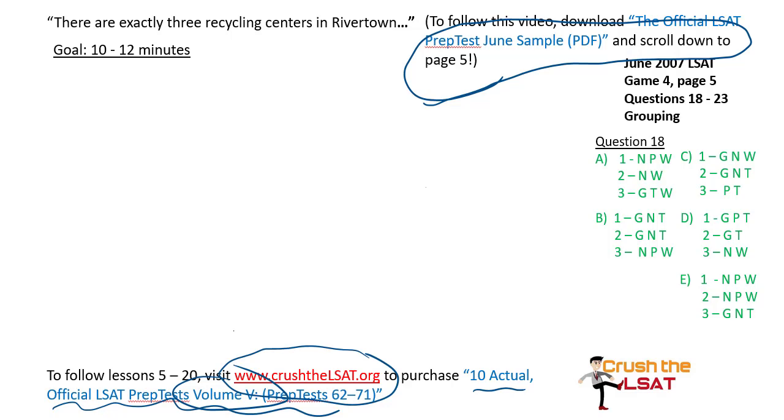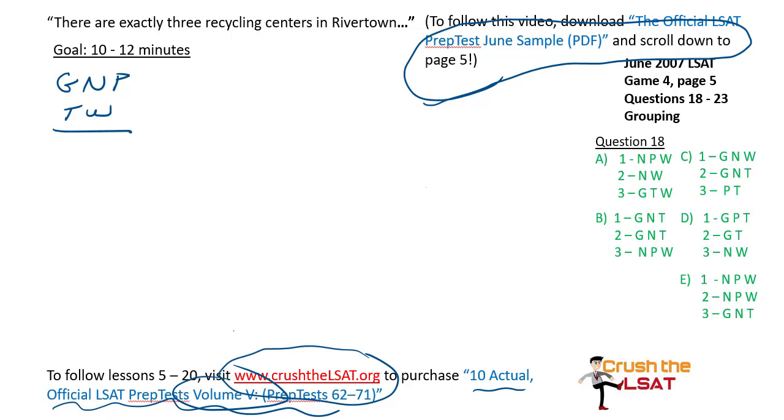We have 3 recycling centers, centers 1, 2, and 3, and we're told there are materials recycled in these centers: glass, newsprint, plastic, tin, and wood. So G, N, P, T, W. And where exactly do we put the recycling centers? These are groups, so the order isn't going to matter. But before we write them out, let's take a look at the rules here.